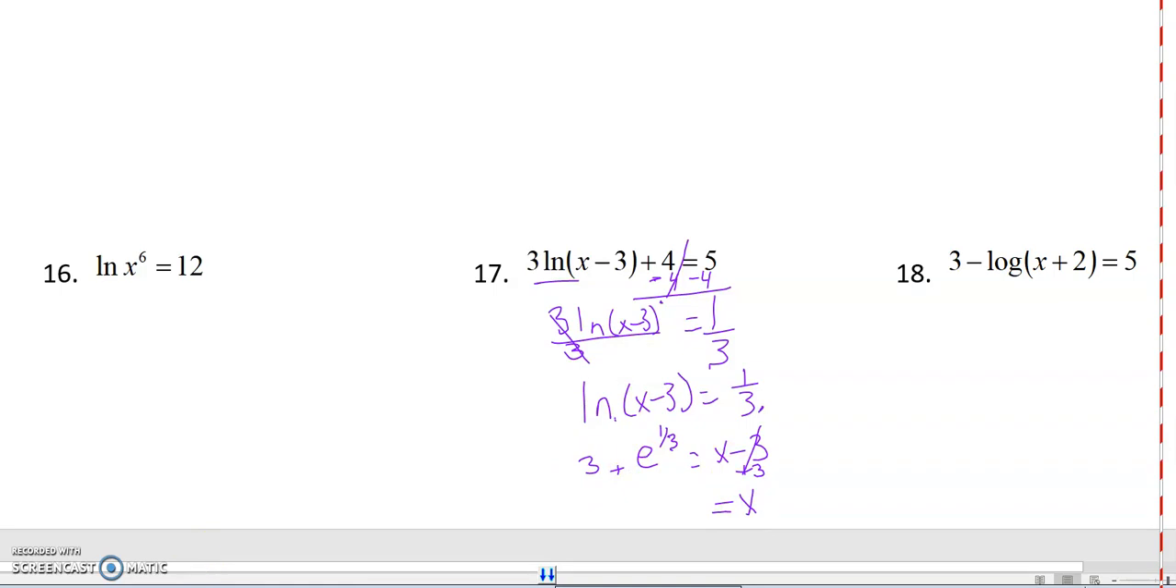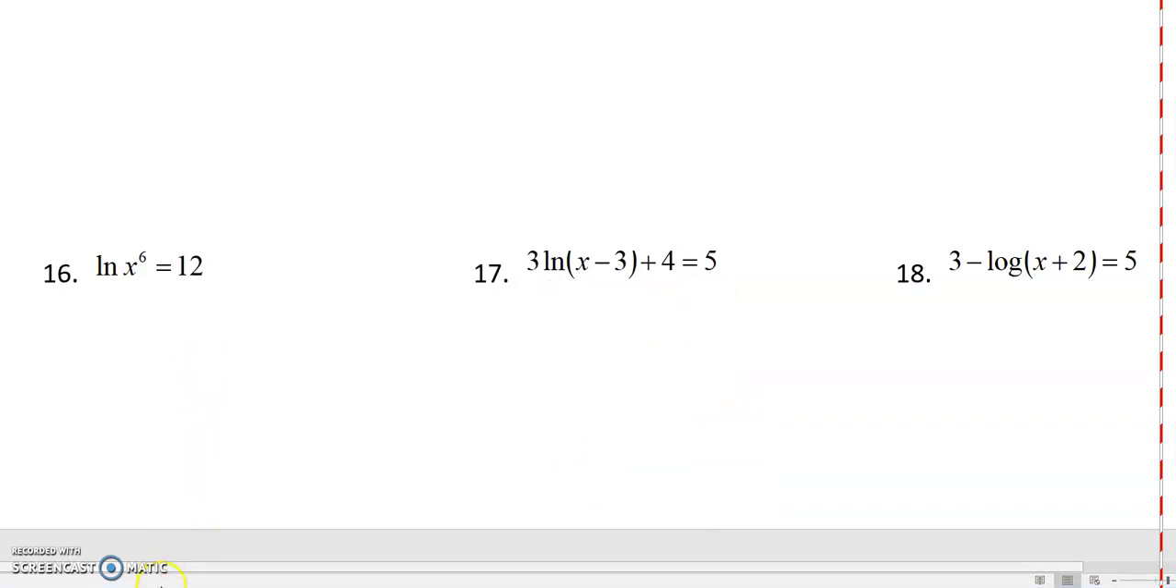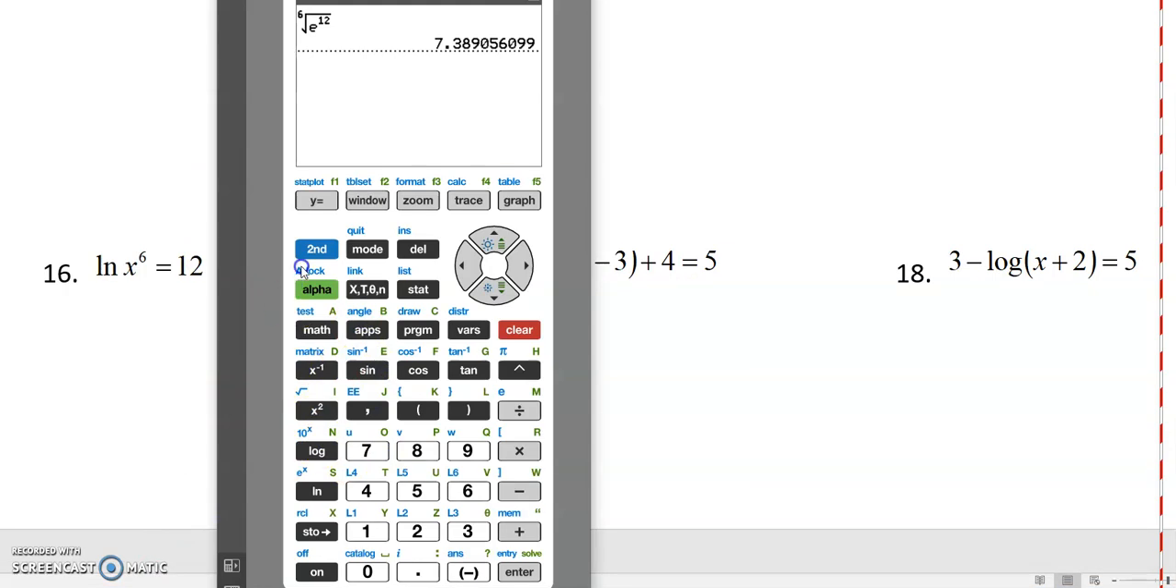We have e to the 1/3, and then we're going to add 3. So second e to the 1/3, oops. Okay, notice I put a fraction up there. And remember, we said we were going to plus 3 to move that 3 over. So our answer is 4.39, or it would probably round to 4.4.